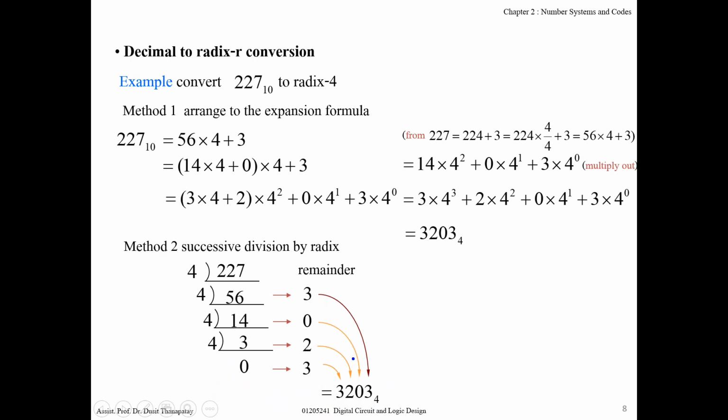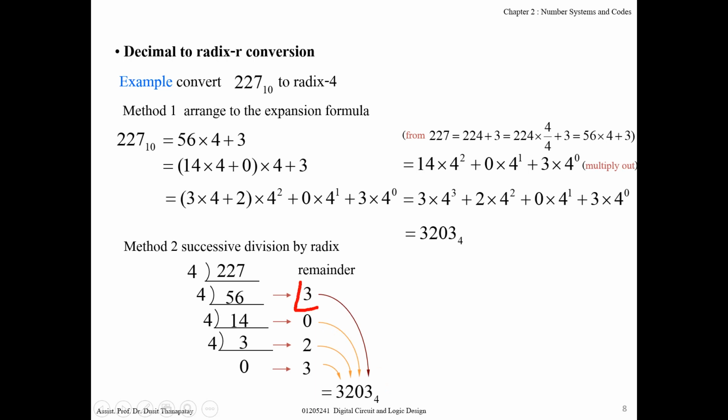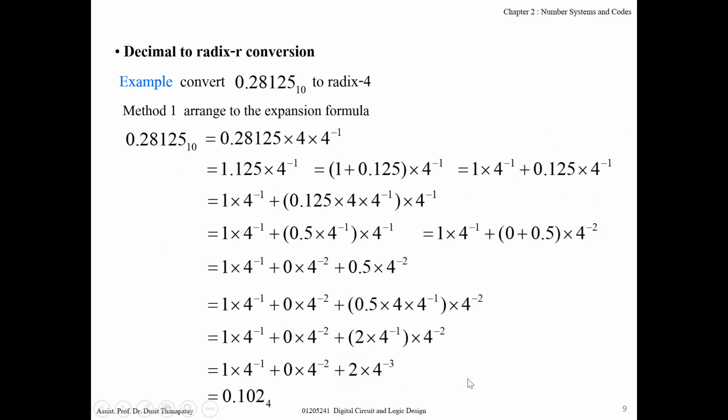It's okay. Okay, be careful. If you are not careful, your answer may be something like this: 3, 0, 2, 3. It's not okay, right? Not okay. So be careful. You just remember the first result, or the first remainder, is the number at the next position from the radix point. Okay, now how about this?